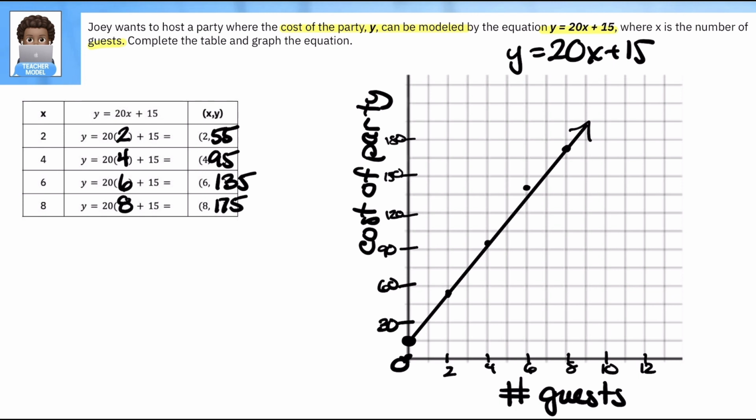So noticing I'm just using my tools, create a table, make a graph, and then I used the acronym Teachers Love Great Salads. Title, label, graph it, space it, and figure out your scale.